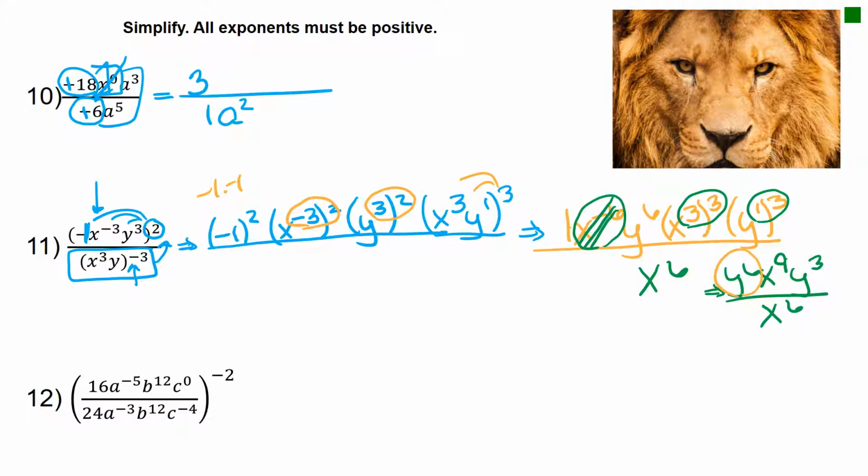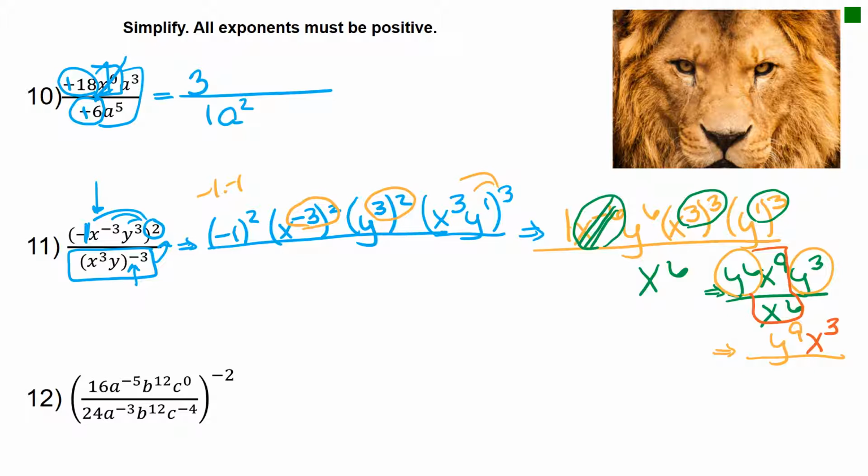One last thing. All the y's on top can be cleaned up. They're all on top, so I'm just going to count. I have 9 of them. The x's, there's more x's on top than the bottom, so I'm going to subtract 9, take away the 6, that would cancel, and I have y to the 9th, x to the 3rd.